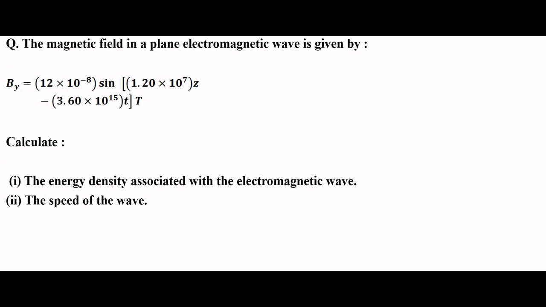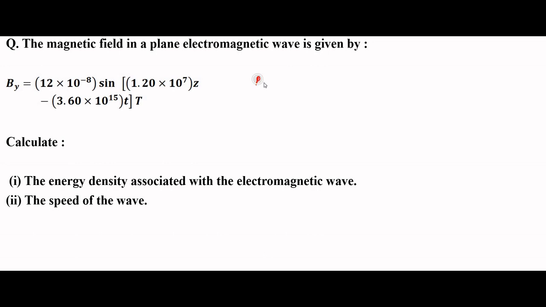From this we are clear that By represents the magnetic field variations along the y-axis, and from this z we are clear that the propagation of the electromagnetic wave is along the z-axis. Then we have to calculate the energy density of the electromagnetic wave and the speed of the electromagnetic wave. If you see this equation, it is a representation of something like this.